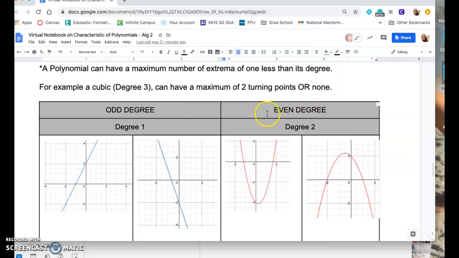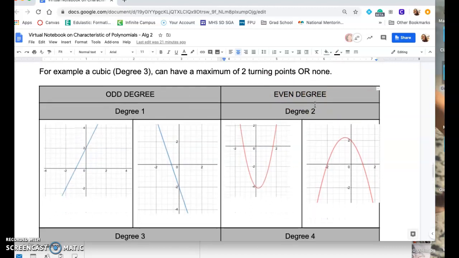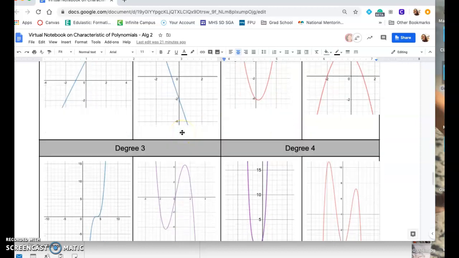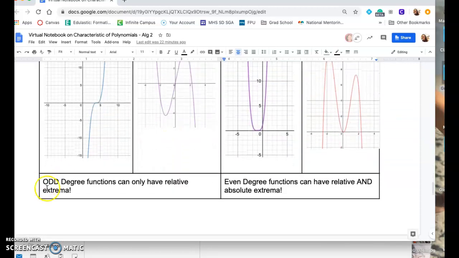Over here we're looking at even degree functions. Even degree functions can have relative or absolute extrema. Okay, so odd degree can only have relative extrema. Even degree can have both.